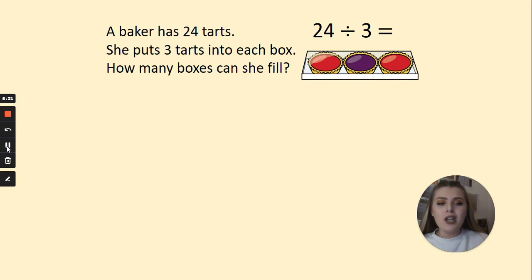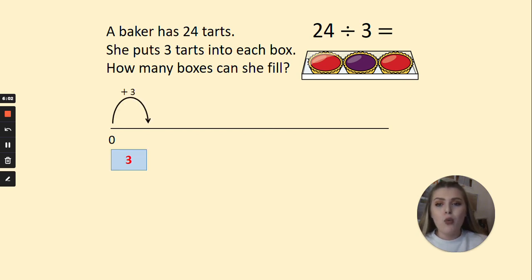So she's got 24 tarts, that's her whole number. And she's putting them into boxes of 3, so I'm dividing them up into groups of 3. So I'm going to have to complete 24 divided by 3 to solve this question. On a number line then, I can use this to work out how many boxes I'm going to fill. If I jump on in threes until I reach 24, I can count how many boxes I will make.